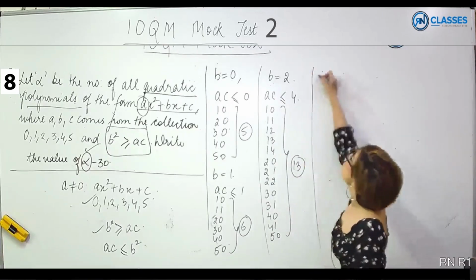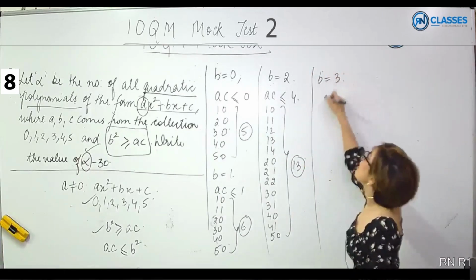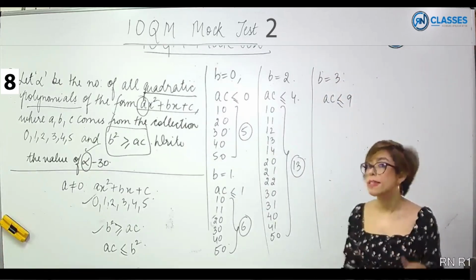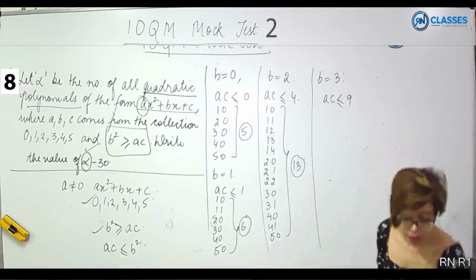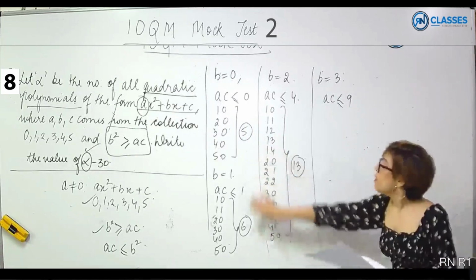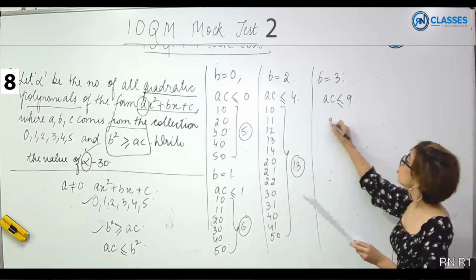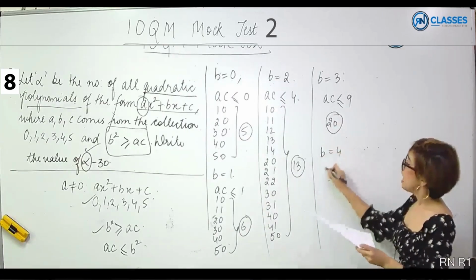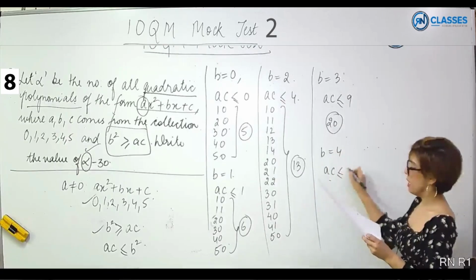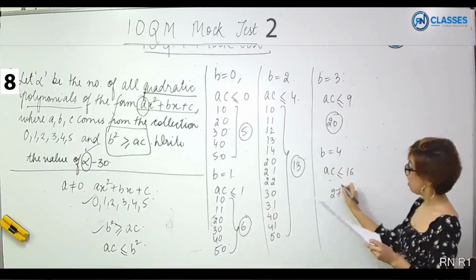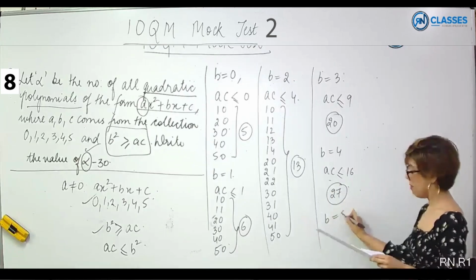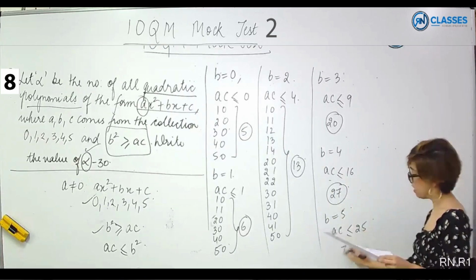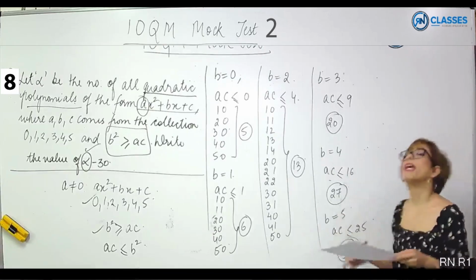So on similar lines, you can find when B is equal to 3, AC less than equal to 9. You just need to find the solutions. Provided you move in a systematic manner, the answer should be there, right? This is 5, 6, 13. For this one, it turns out to be 20. From B is equal to 4, AC less than equal to 16, we get 27, right? Then B is equal to 5, that means AC less than equal to 25, we get 30. Right? On similar lines, you can do that.